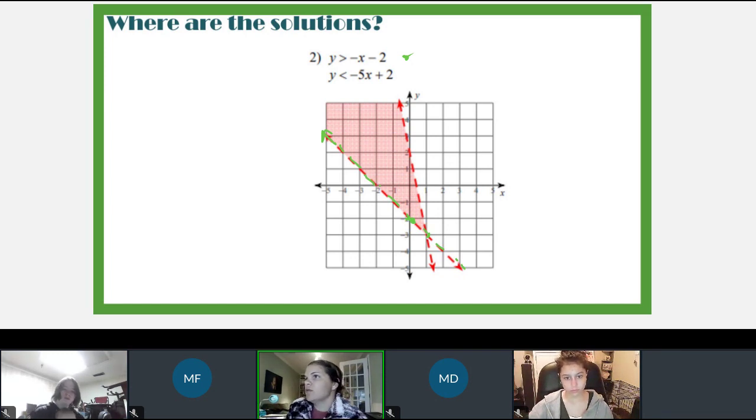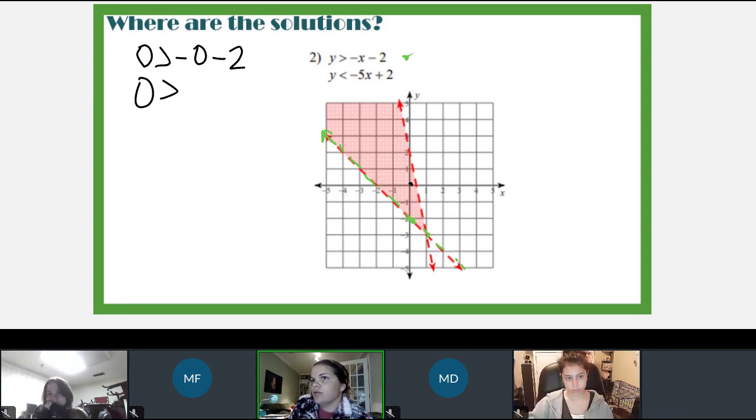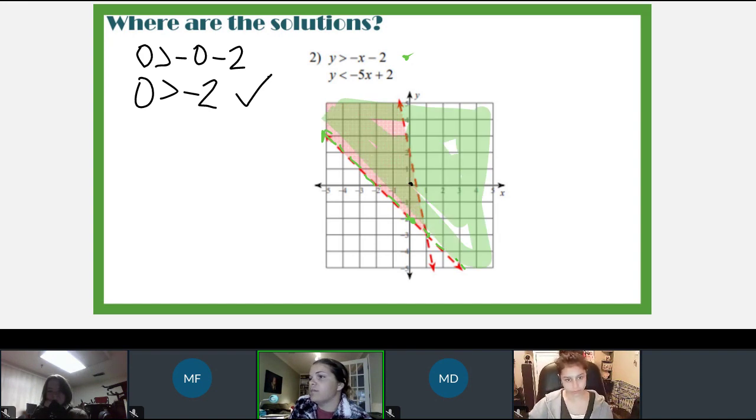If I use a test point for this line, 0, 0, 0 is greater than -0 minus 2. So is 0 bigger than -2? Yes. So that means this green one was shaded above the line. So just the green one, the top inequality, was everything above that line.